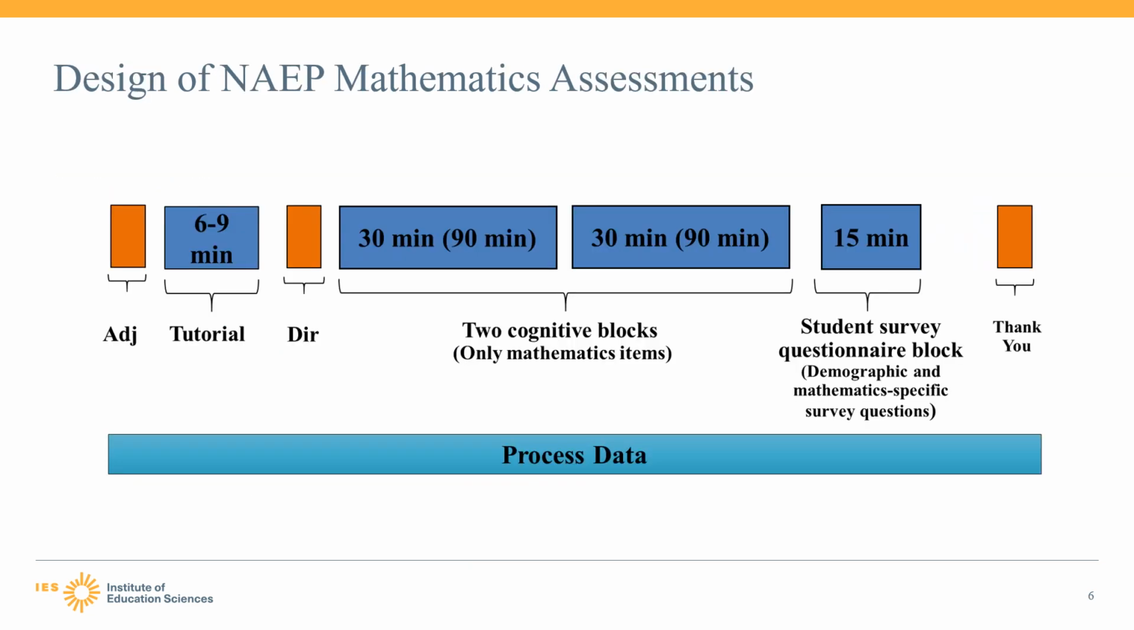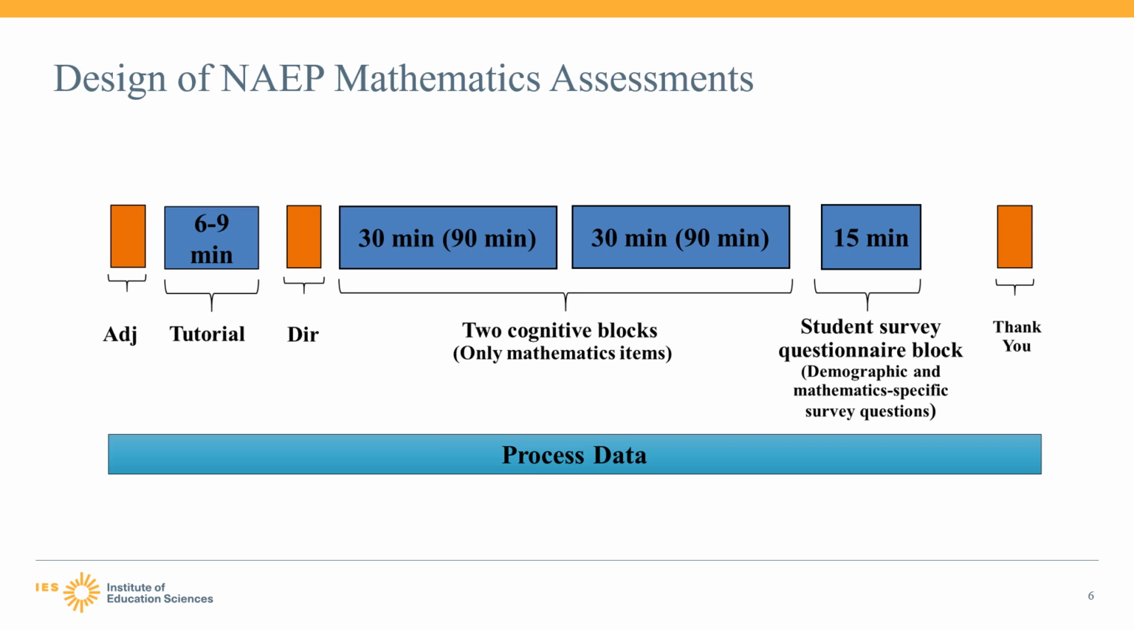Next, let's see how process data is embedded in the NAEP assessment design. Before we get into the details of process data, it is important to understand the parts of the NAEP assessment where data is being collected. The current design of NAEP assessments has 6 general sections: adjustment, tutorial, general directions, cognitive section, which includes its own set of directions, student questionnaire, which also includes its own set of directions, and finally, the thank you screen, which is the end of the assessment. The blue boxes are the parts of the assessment we are most interested in when it comes to process data.